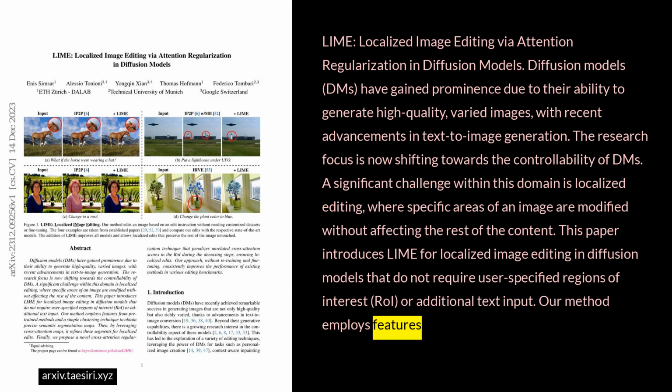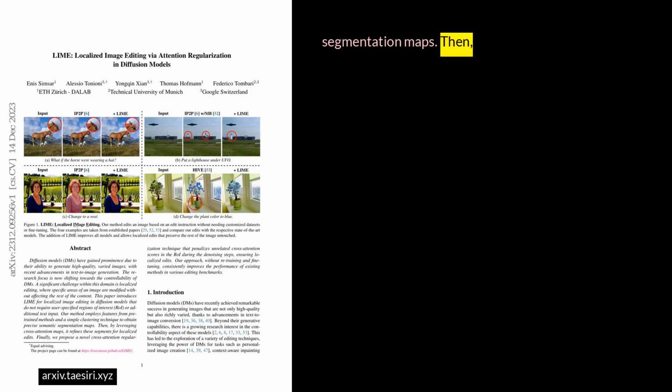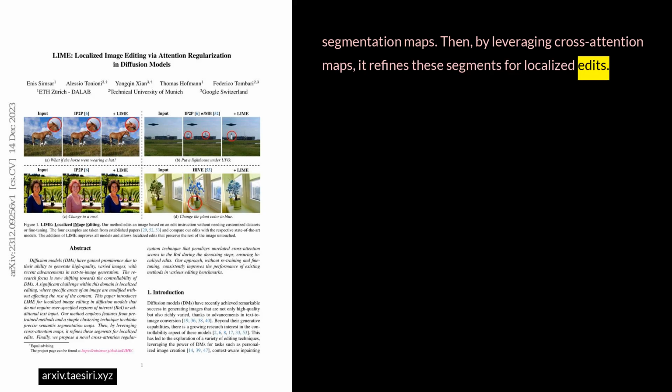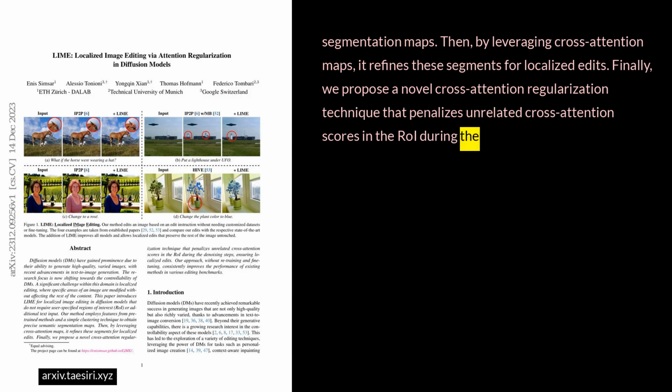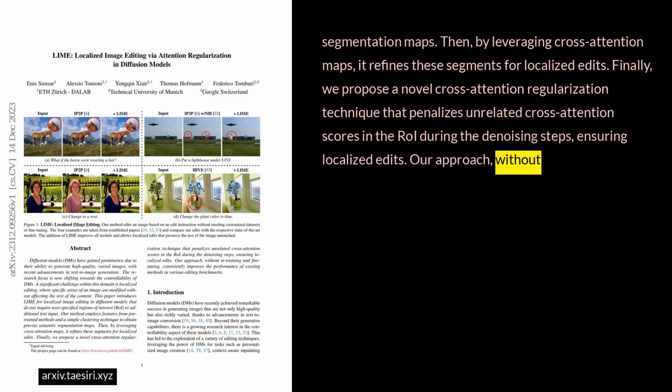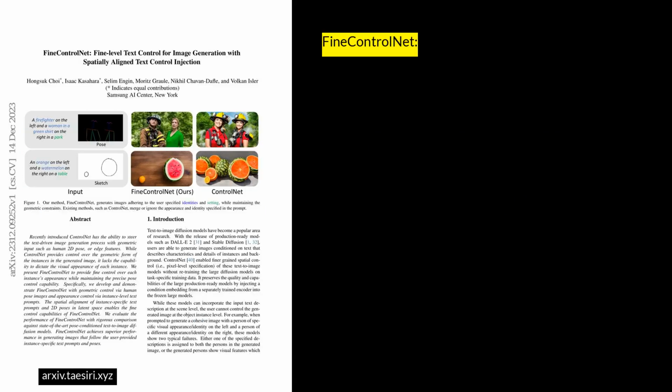Our method employs features from pre-trained methods and a simple clustering technique to obtain precise semantic segmentation maps. Then, by leveraging cross-attention maps, it refines these segments for localized edits. Finally, we propose a novel cross-attention regularization technique that penalizes unrelated cross-attention scores in the ROI during the denoising steps, ensuring localized edits. Our approach, without retraining and fine-tuning, consistently improves the performance of existing methods in various editing benchmarks.